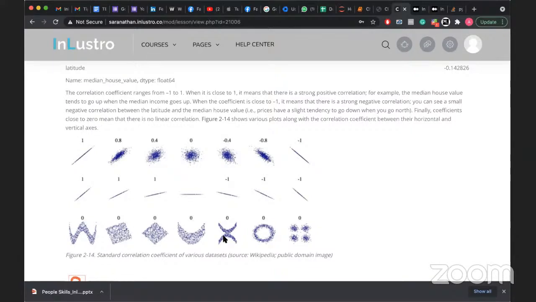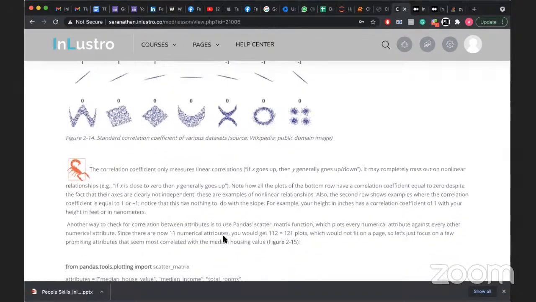It just means that the relationship between the parameters is non-linear. Right? There's no linear correlation. It can be that there is some other kind of correlation also. So the correlation coefficient measures only linear correlations. It may miss out completely on non-linear relationships.